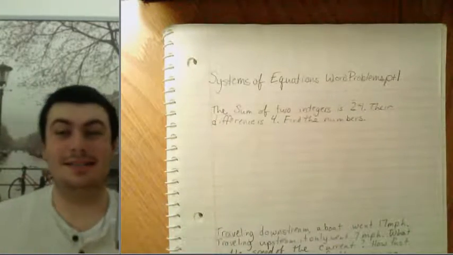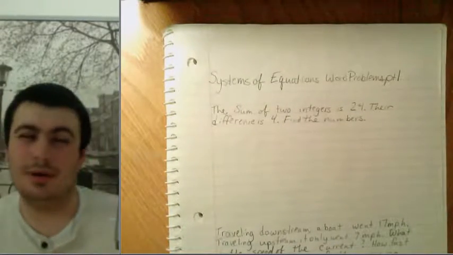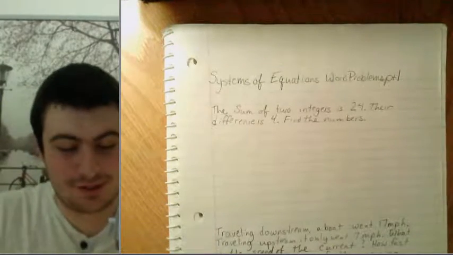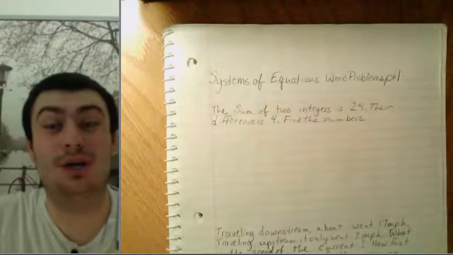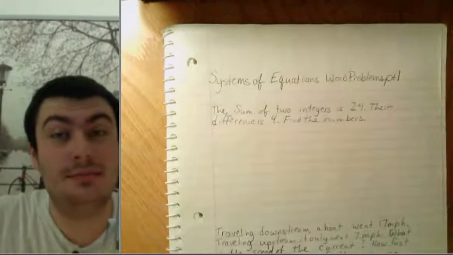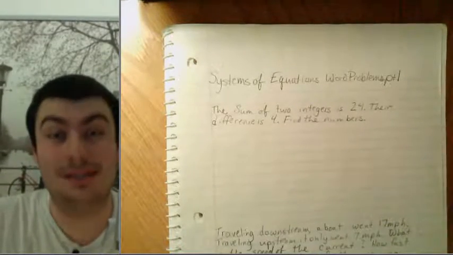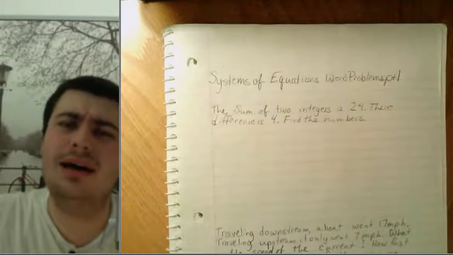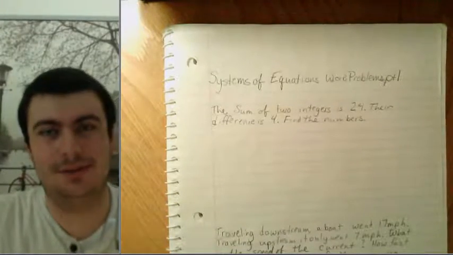All right, we're looking at systems of equations word problems part 1, part 2 to come. So the first thing we're going to need to remember is we're always going to use systems of equations to solve this. No mental math, we're using systems of equations. But why? Because we're using systems of equations.